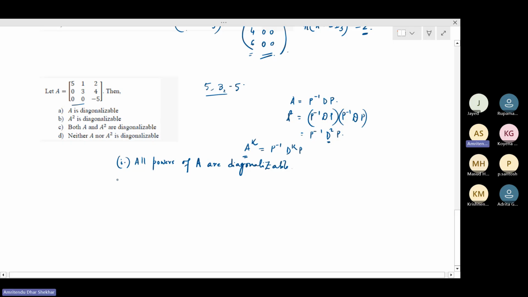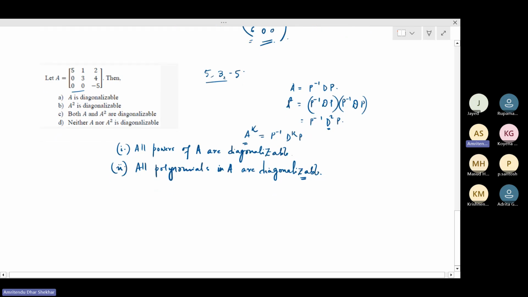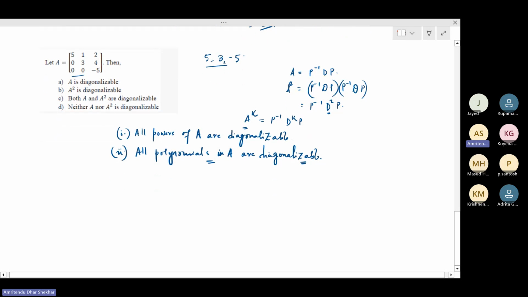And the second observation is that all polynomials in A, it just follows from this, are also diagonalizable. So these are two facts that will hold for any diagonalizable matrix. Okay. Why is this true? You can very clearly see this.